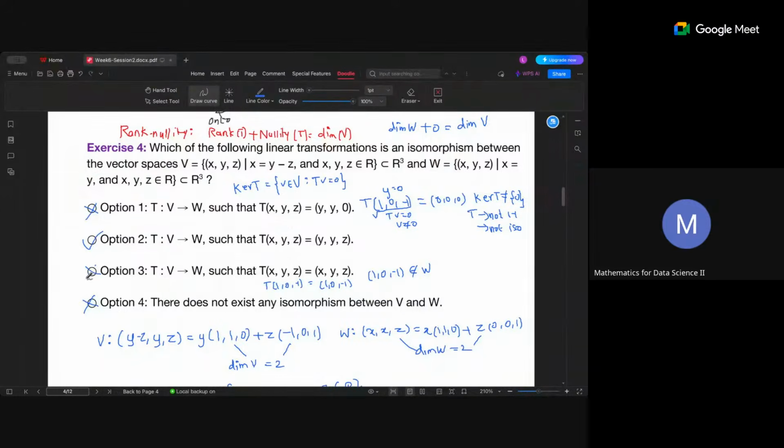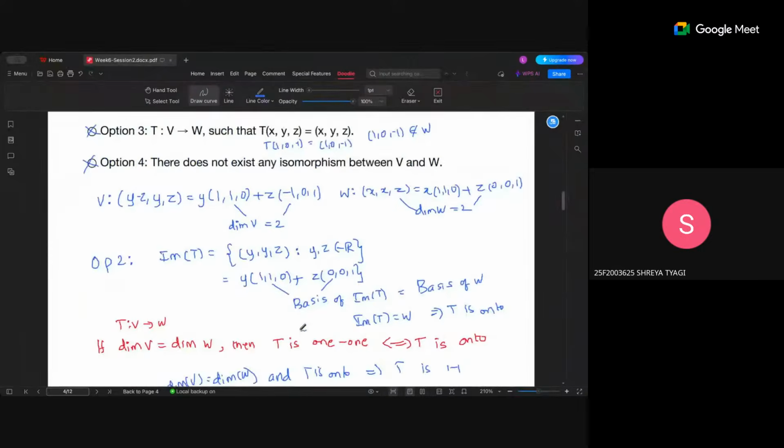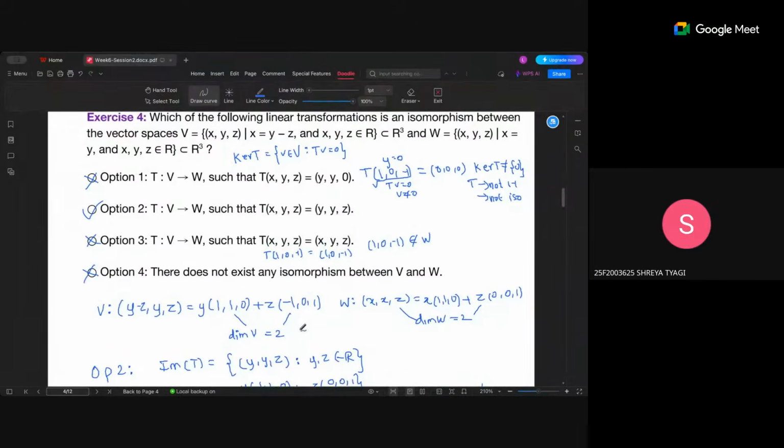Okay. So forget about isomorphism alone. This is not even a function from V to W. Okay. So we cannot consider this. Are all the options clear for everyone? Yes, ma'am. Ma'am, if it is from V to V, then it will make sense. Yes. Okay, ma'am.